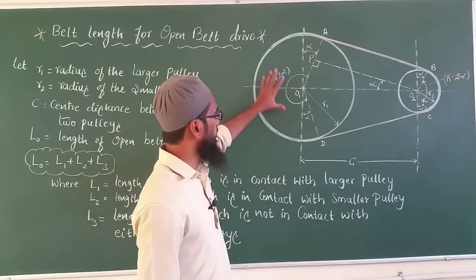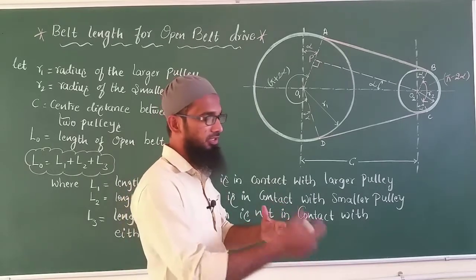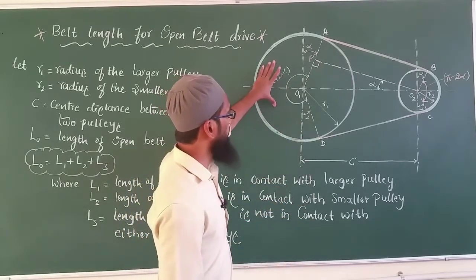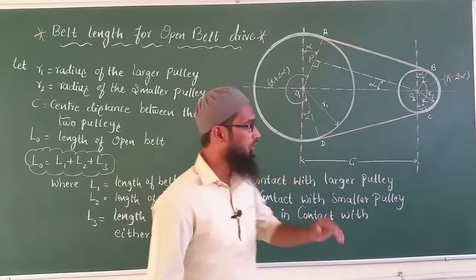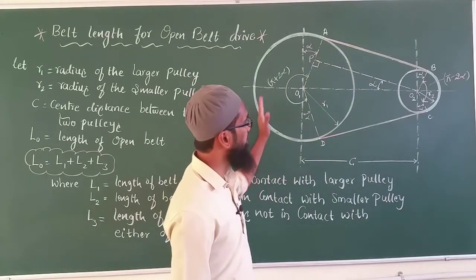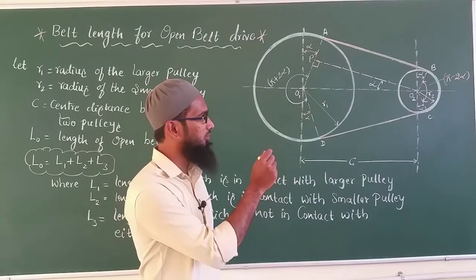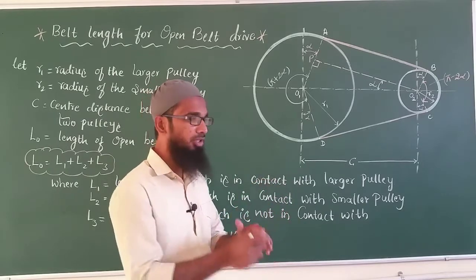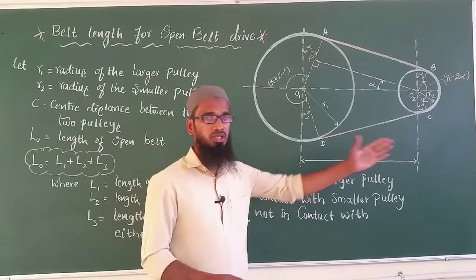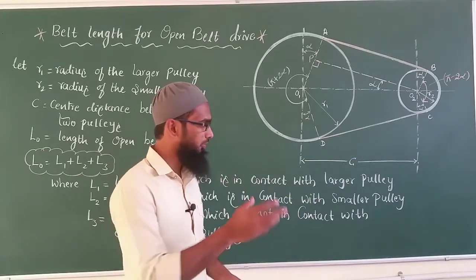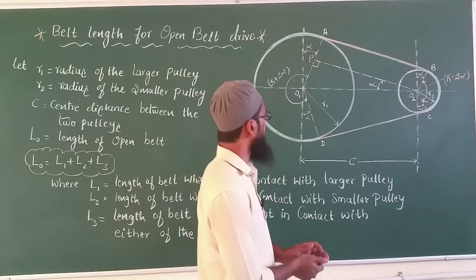Now we are just seeing that this is our larger pulley, a member which can transmit the power. And you can see this is the smaller pulley, on which the belt is mounted. There are some different locations where the belt is in contact with the pulleys, like the larger pulley and the smaller pulley, and at some points the belt is not in contact with the pulleys.